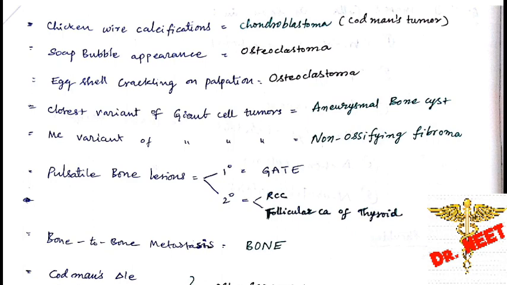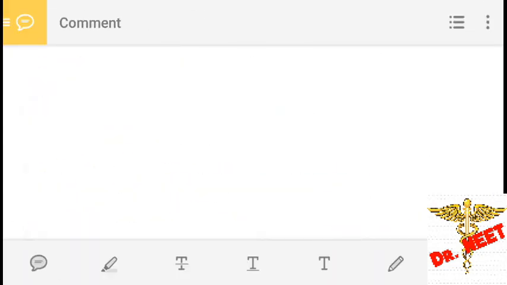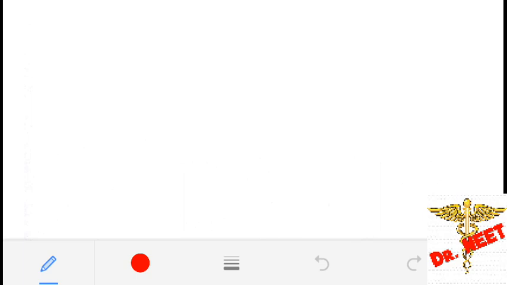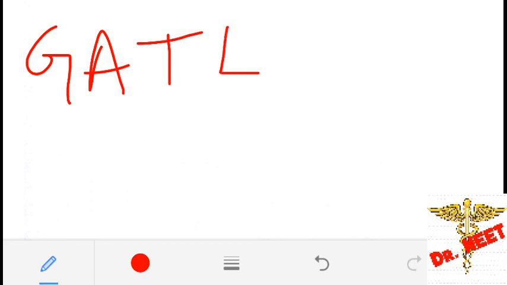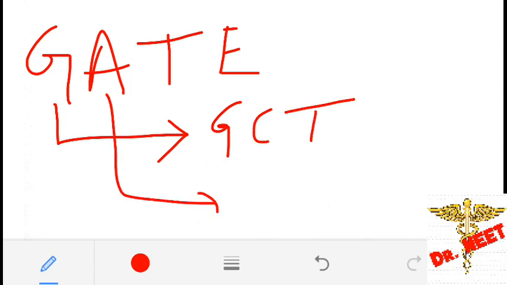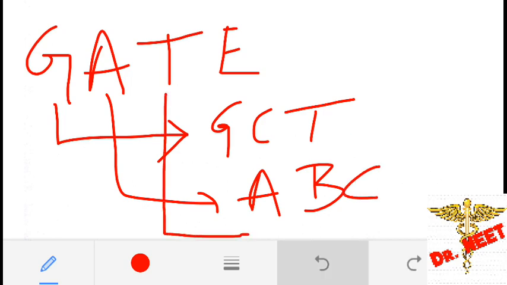Pulsatile bone lesions. In primary bone tumors, pulsatile lesions are seen in GATE. It is a mnemonic. G is giant cell tumor, A is aneurysmal bone cyst, and TE is telangiectatic osteosarcma. I will write it. Giant cell tumor, A is aneurysmal bone cyst and T is telangiectatic osteosarcoma.